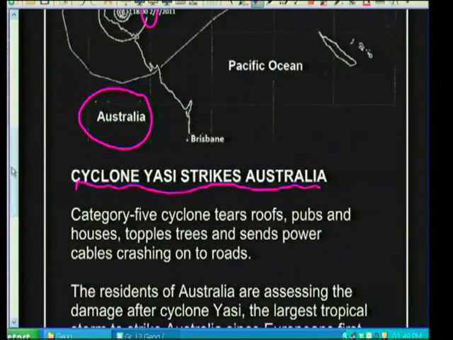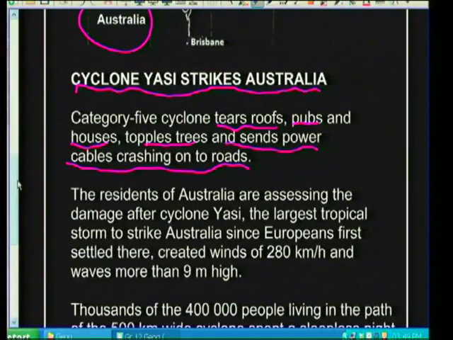Okay? Let's read through this article. Category 5 cyclone tears roofs. It talks a bit about the damage, and pubs. Okay? And houses, topples trees, and sends power cables crashing onto the roads. The residents of Australia are assessing the damage, and Yasi is the largest tropical cyclone storm to strike Australia since the Europeans' first impact. So it's a great tropical cyclone. It must be huge, most probably a level 5.